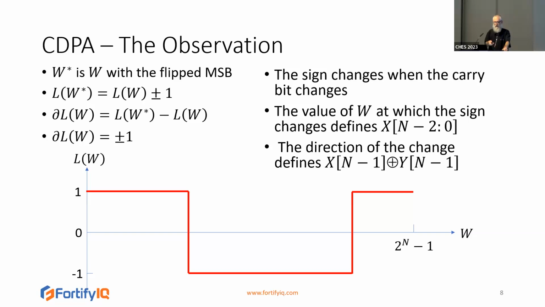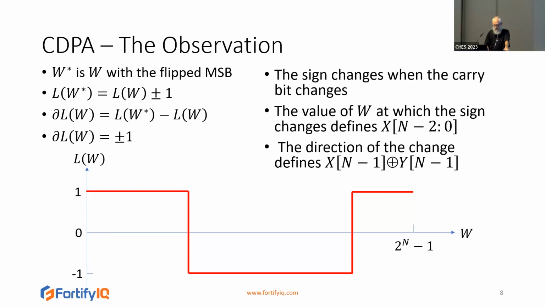The attack is based on the following observation. Let's denote flipping the most significant bit by asterisk. It is clear that it changes the Hamming distance between X plus W and Y by 1. Let's define dL of W as shown on the slide. It is a function of an n-bit argument that changes exactly twice, and between these points, it is constant with values plus or minus 1.